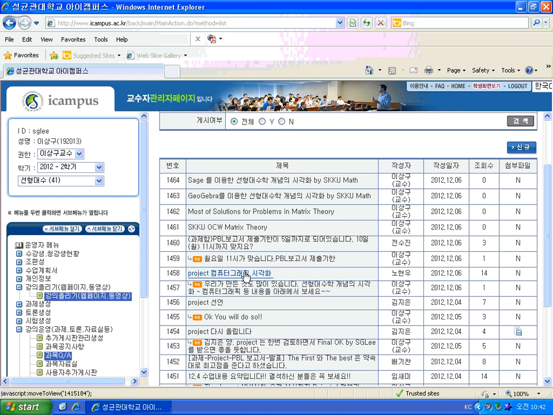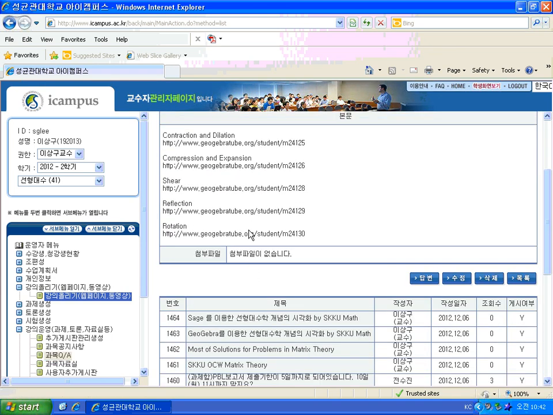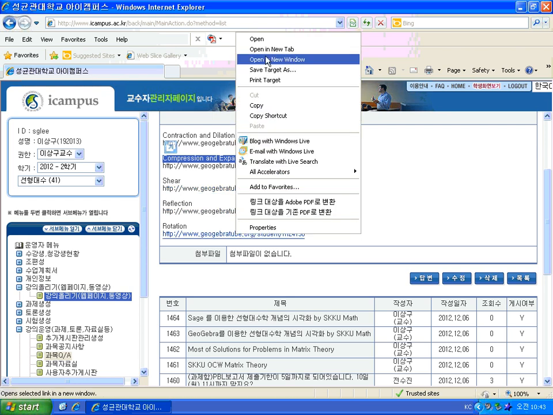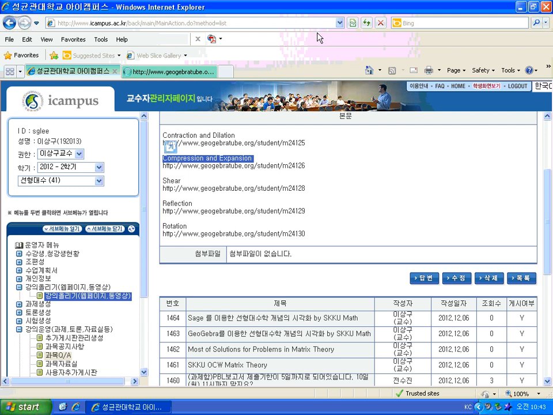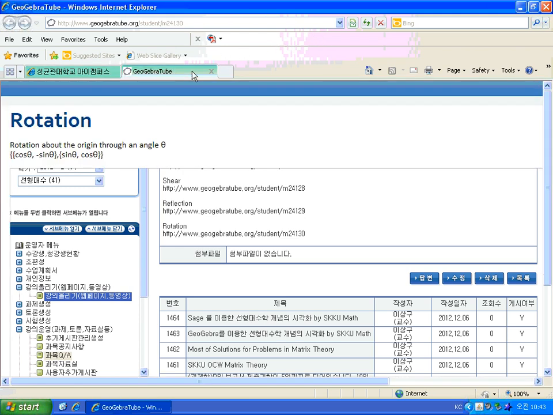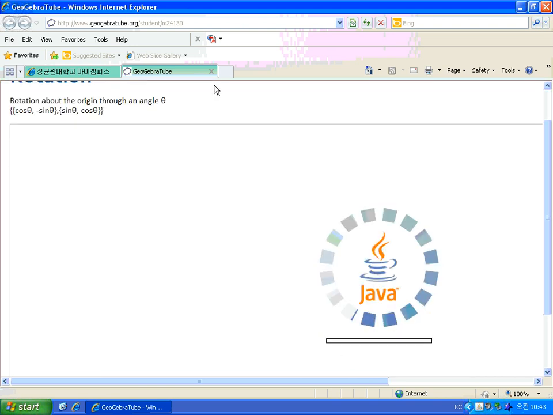Mr. No Hyun-woo gave us some information on computer graphics and visualization of matrix theory concepts, and on GeoGebra here he added the contraction and dilation, the GeoGebra tool that explains the contraction and dilation, compression and expansion, shear, reflection, rotation, etc. And we may take a look at this to understand. This was made by a student.